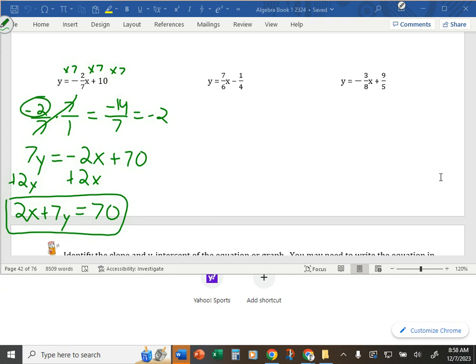The next one, double fraction, which means we're multiplying by the least common denominator, which essentially means we're multiplying by the least common multiple of 6 and 4. That will cancel both of them out. And what is the least common multiple of 6 and 4?